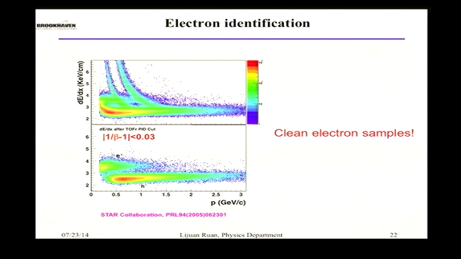This is before we had the time-of-flight detector. This is after we have the time-of-flight detector. You can see that after we use the information from the time-of-flight detector, we get very, very clean electron identification. These two plots are both from that prototype, so I think the prototype is really quite successful.